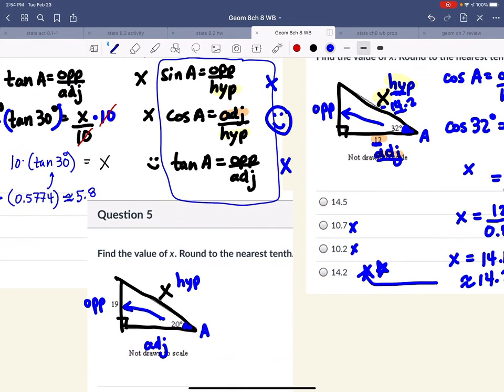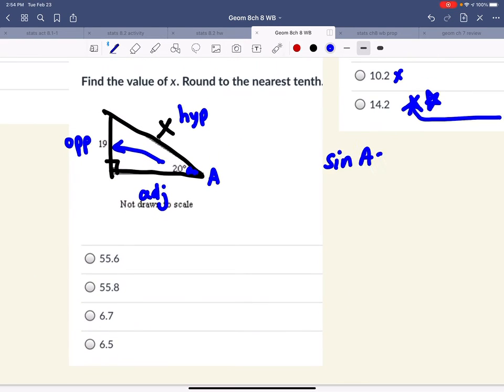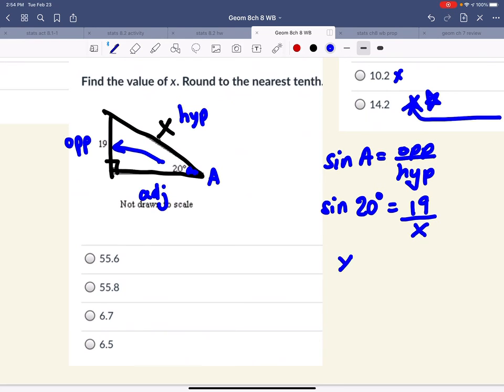It looks like I really like sine. Notice sine of an angle is opposite over hypotenuse. So sine is opposite over hypotenuse, and I have opposite 19, and I have hypotenuse as x. So I have something to plug in there. So sine of the angle, here our angle is 20, so the sine of 20 degrees is opposite 19 over hypotenuse x. Using my Lynch swap, I can see that it's 19 over the sine of 20.